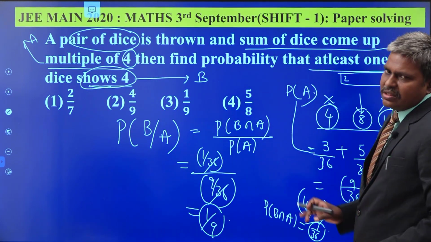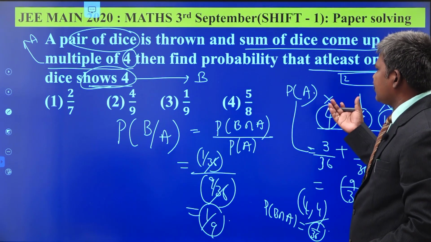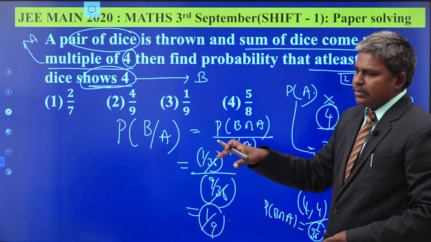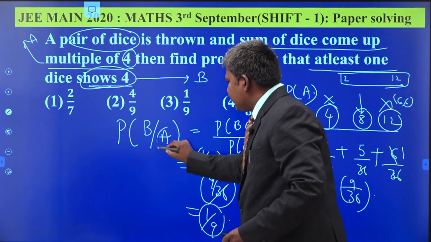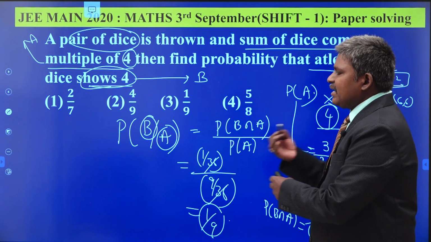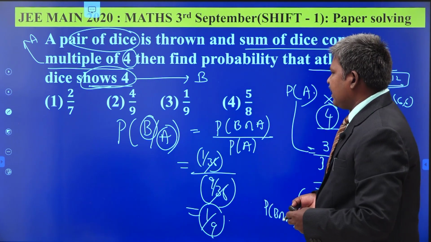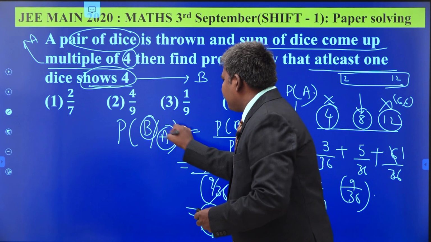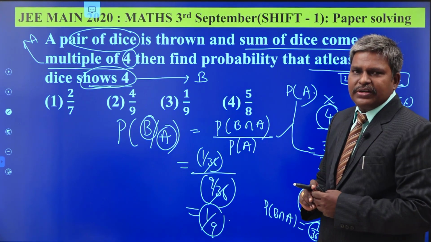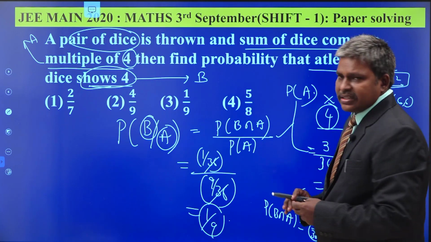So read the question thoroughly 2 or 3 times. Then what is the given event? What we are going to find out? What is given? This is A is given to you. You have to find out probability of B when A happened. So probability of B by A is nothing but probability of B intersection A by probability of A. And we can easily write this one.